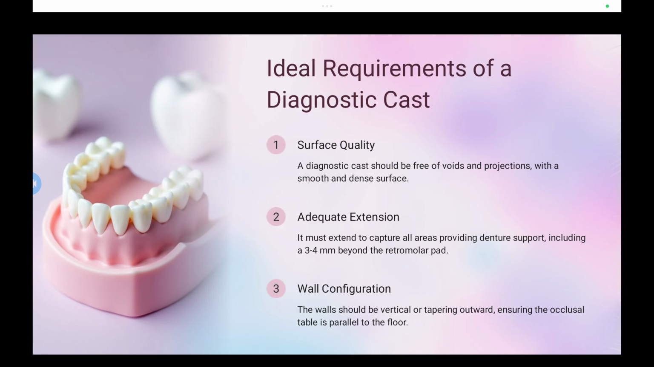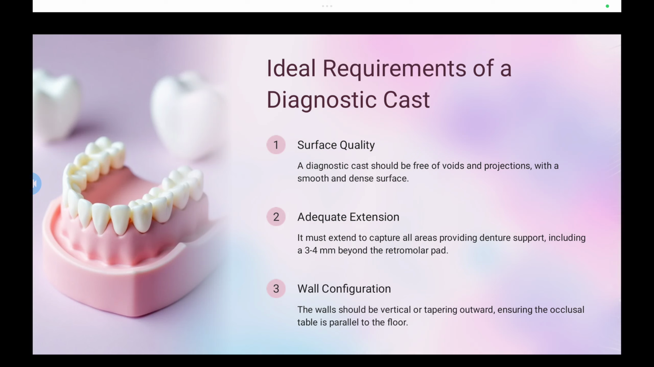Next is ideal requirements of a diagnostic cast. First is the surface quality. A diagnostic cast should be free of voids and projections, with a smooth and dense surface for clear analysis and details. Second is the adequate extension. It must extend to capture all the areas providing denture support, including 3 to 4 mm beyond the retromolar pad area, as the adequate extension will provide more retention, stability, and adequate analysis to make the complete denture.